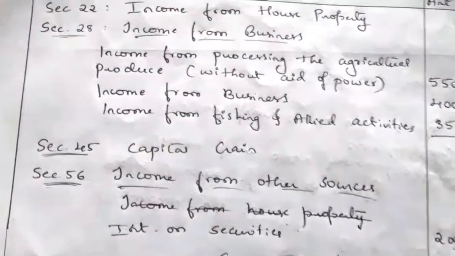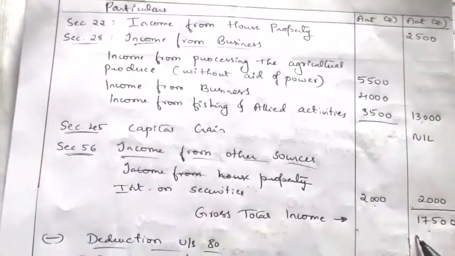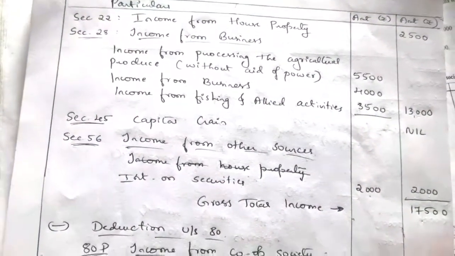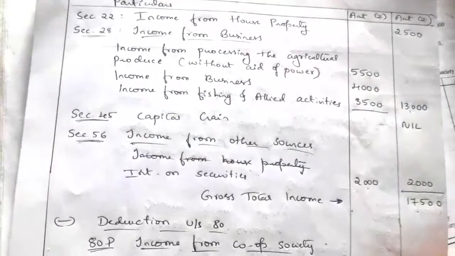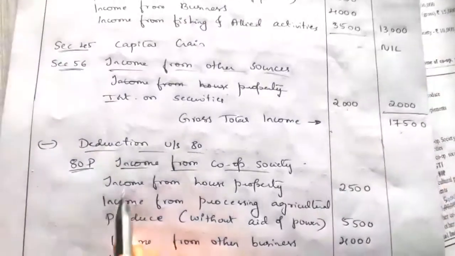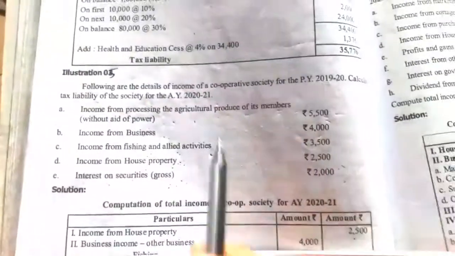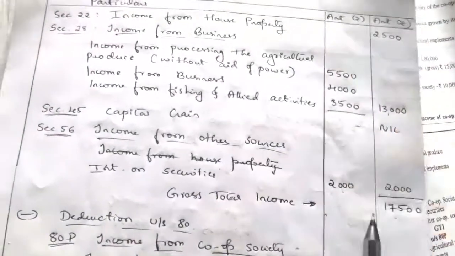Now total the various heads of income. We will get gross total income of 17,500. Now we have to provide the deductions under section 80. Here there is no other deduction, but we have only the 80P deduction, that is relating to income of a cooperative society. We have to take one by one the income of the cooperative society that we included in this taxable income.